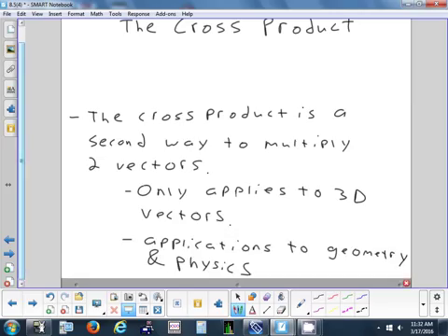Okay, and there's different applications, and we'll see based on the result of the cross product what some of the applications might be. All right. So we'll practice the numeric approach. How do you calculate it? And then we'll see, well, what does the answer we're getting really mean?